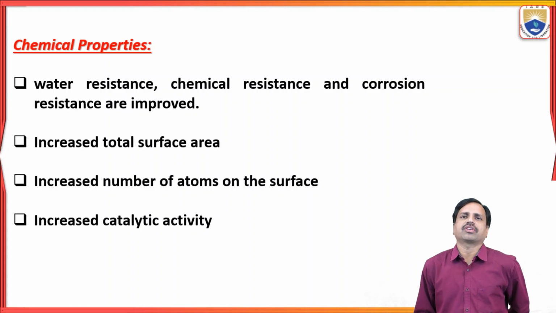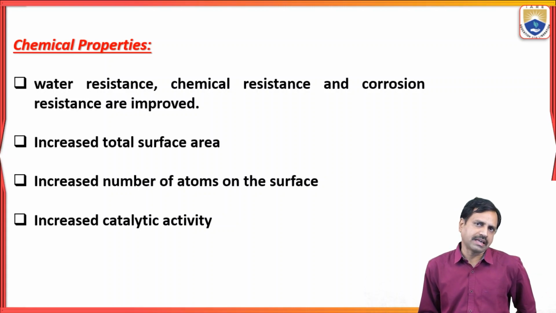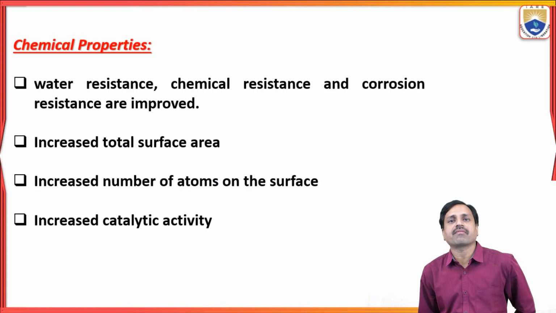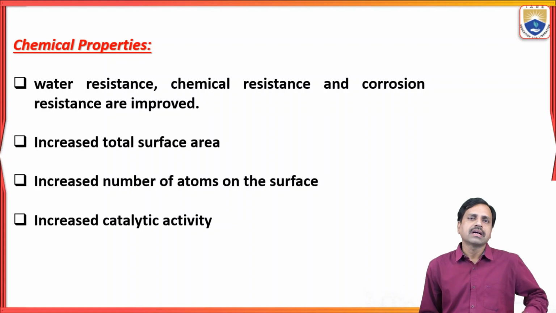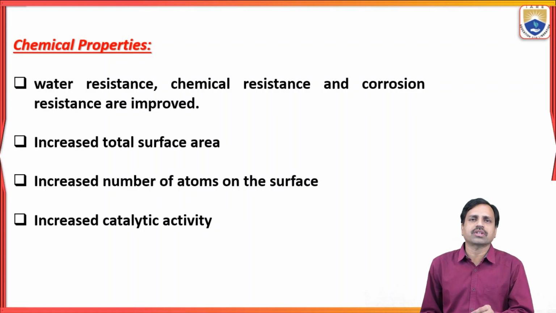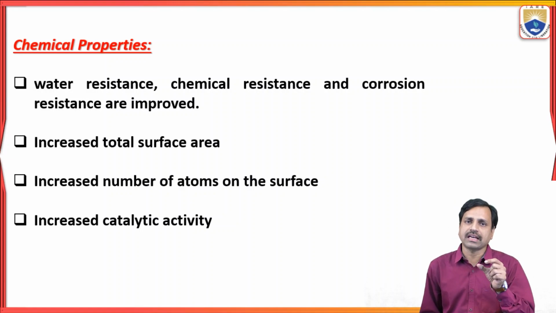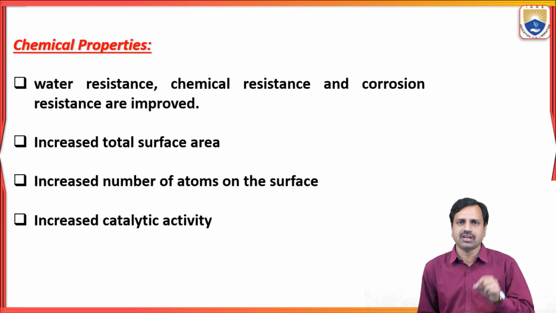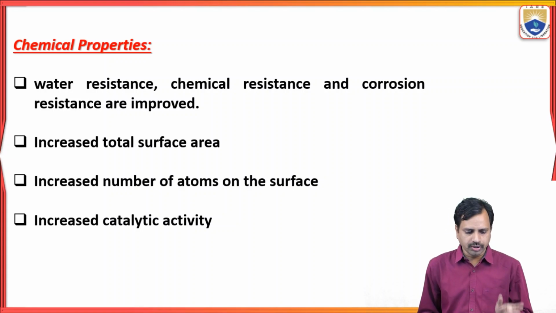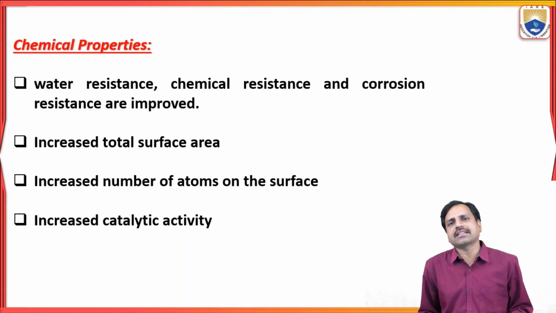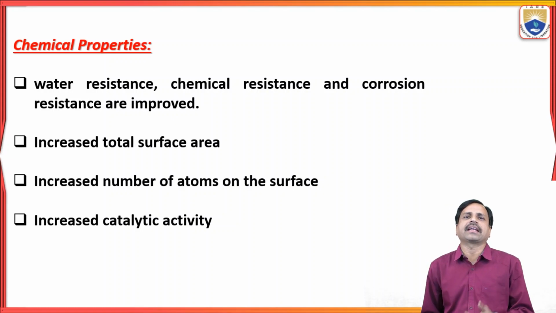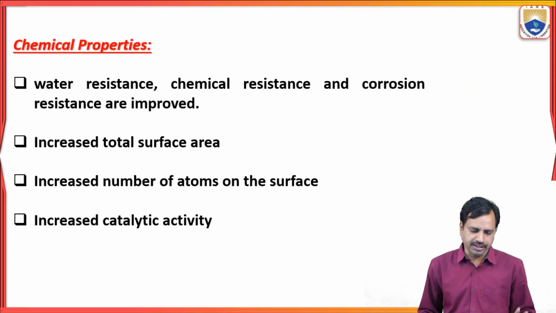Increases the number of atoms on the surface. So this increases the number of atoms on the surface. For the same surface, if we reduce the size, the number of atoms will increase. As the number of atoms increases, the active sites on the molecule increase. As the active sites increase, the rate of reaction also increases. Okay, increased catalytic activity. As the number of active sites increases, the catalytic activity increases.